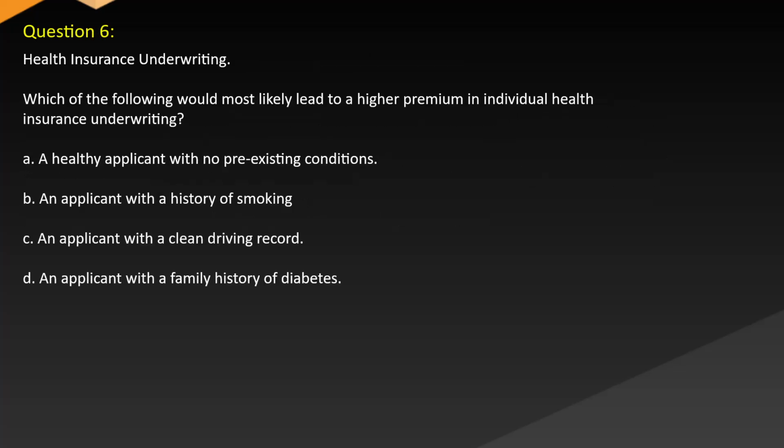Question 6. Health insurance underwriting. Which of the following would most likely lead to a higher premium in individual health insurance underwriting? A. A healthy applicant with no pre-existing conditions. B. An applicant with a history of smoking. C. An applicant with a clean driving record. D. An applicant with a family history of diabetes.